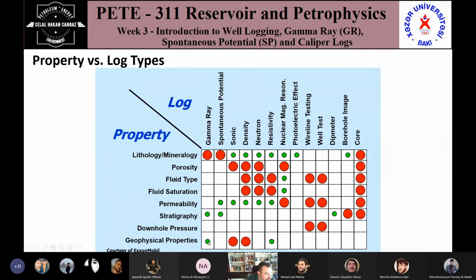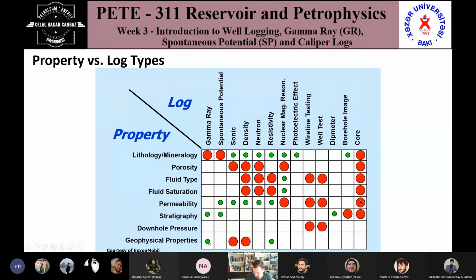For fluid type, density, neutron, resistivity, wireline testing, well testing, of course, you can get it. Cores, you can get it. Fluid saturation, again, density, neutron, resistivity, NMR, limited information, and cores give you higher information. Permeability, you can get it from SP log, sonic log, density, neutron, resistivity. You can have a limited idea, but nuclear magnetic resonance, wireline testing, well testing, and cores give you a big idea.